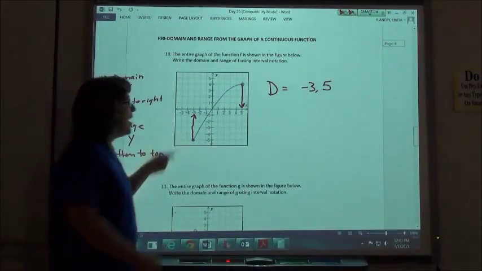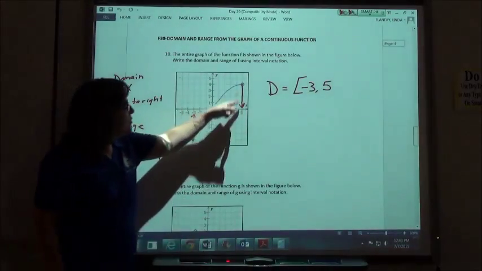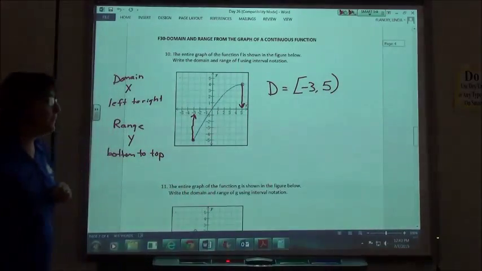That had a solid dot, so it's going to have a bracket because I am including that point. This one has an open circle on it, so that end's going to have a parenthesis.